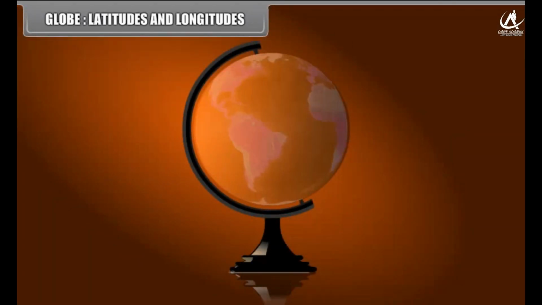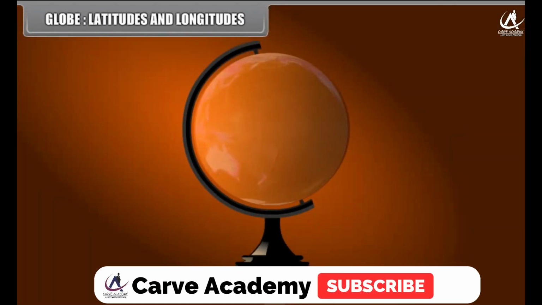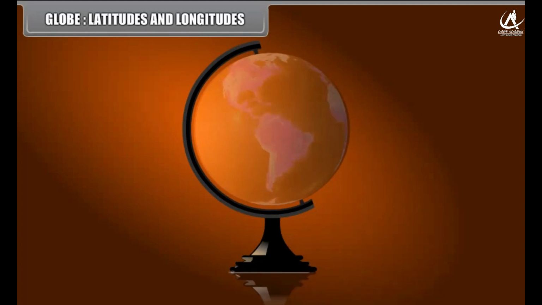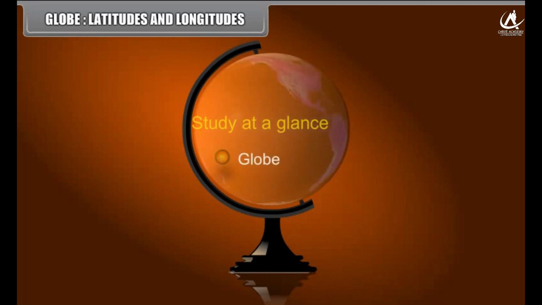Globe, latitudes and longitudes. It is believed that the Earth is spherical in shape. The most suitable way of representing the Earth as a whole is by a globe. A globe is a model of the Earth on a small size. The globe is mounted on an axis so that it can rotate freely. Study at a glance. Globe, latitudes, longitudes.